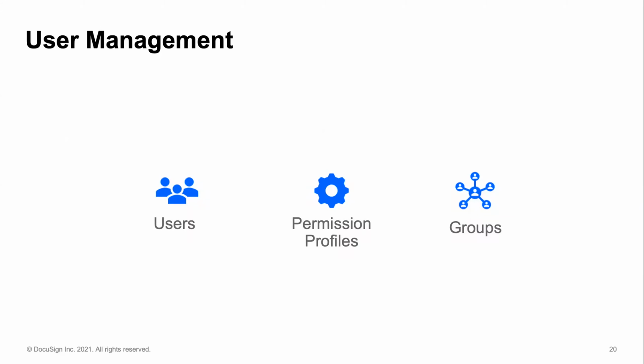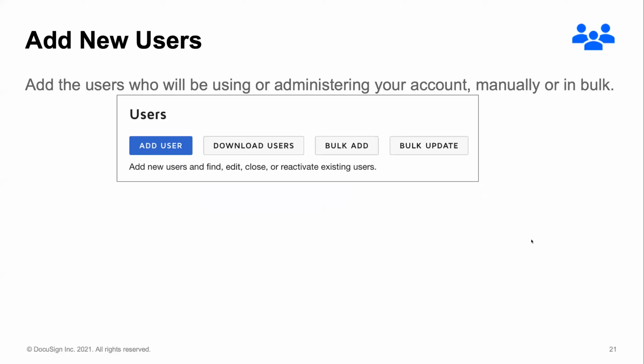So for user management, we'll talk about adding users to your account. We'll talk about creating permission profiles and assigning permission profiles to users. And then we'll talk about groups of users. So we can add new users to our account from the admin section. We can either do this individually or in bulk.